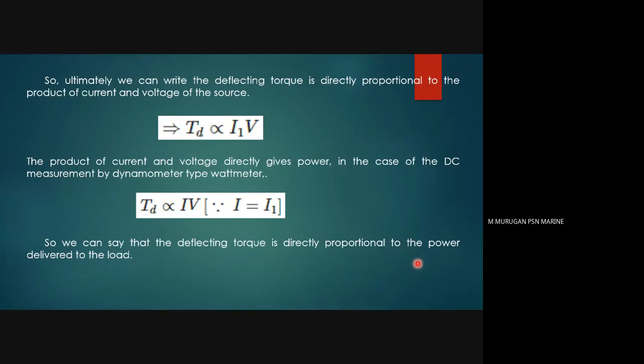So for DC measurement, it is nothing but the interaction of fluxes between the voltage coil and the current coil. Directly by means of these two, we can get the deflection. According to the voltage and according to the current, we are getting the deflection. Normally we can say a multiplication effect occurs on the deflecting force. So we can measure the power value accordingly.